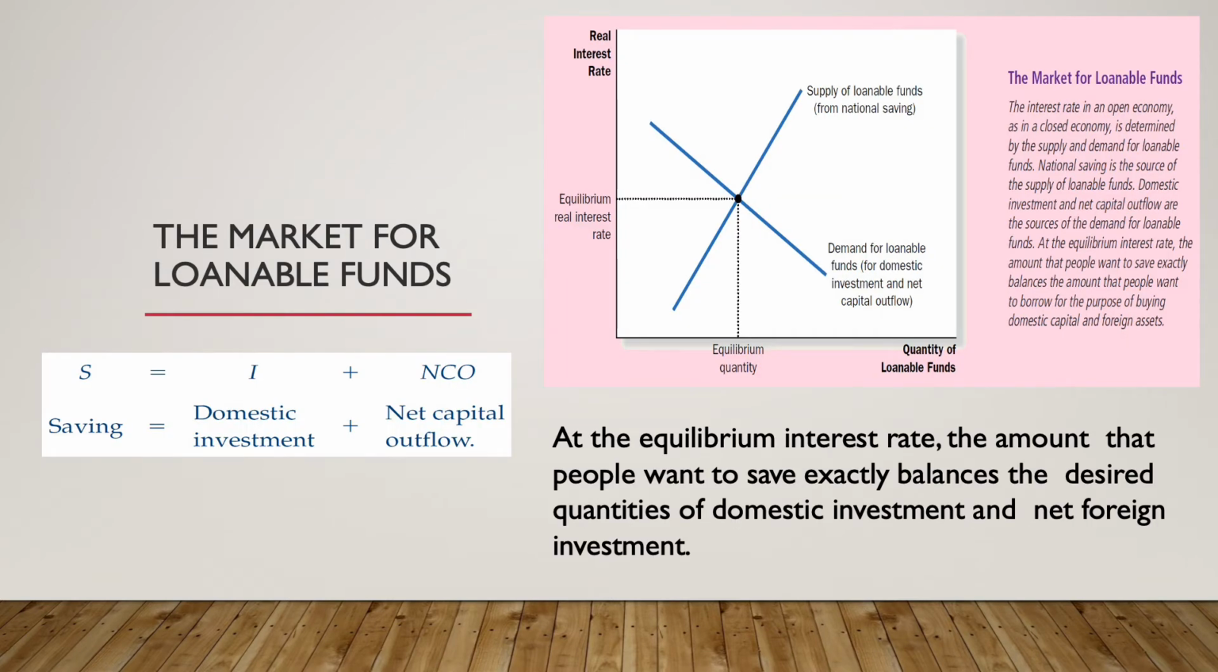Then the market for loanable funds. There is an equation: saving is equal to domestic investment plus net capital outflow, and we can see the graph on the right side. So, at the equilibrium interest rate, the amount that people want to save exactly balances the desired quantity of domestic investment and net foreign investment. And a higher real interest rate will encourage people to save and raises the quantity of loanable funds supplied. So, the interest rate adjusts to bring the supply and demand for loanable funds into balance.